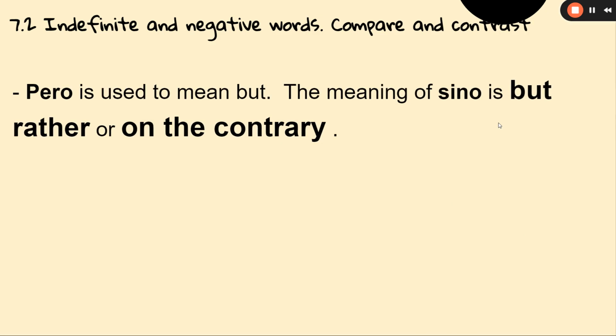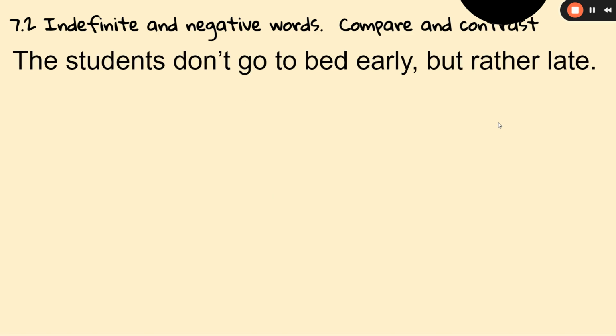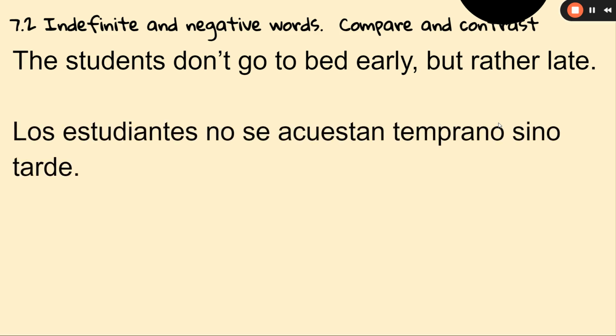Pero means but. The meaning of sino is but rather or on the contrary. Okay? So, it is when the first part of the sentence is negative and the second part contradicts it. So let's do an example of that. Okay? The students don't go to bed early, but rather late. Okay? Los estudiantes no se acuestan temprano, sino tarde.